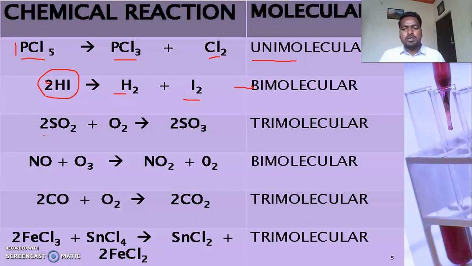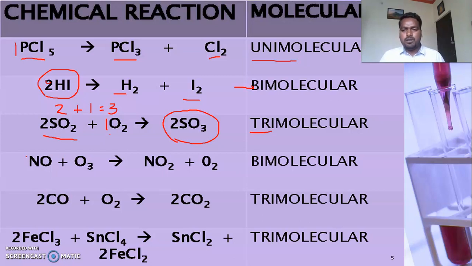Observe this reaction: when two molecules of sulfur dioxide combine with one molecule of oxygen, it gives two molecules of sulfur trioxide. So this is the balanced equation. Here two sulfur dioxide and one oxygen molecules are involved. Totally 3 moles of reactants are involved in the reaction. That's why this is a trimolecular reaction.